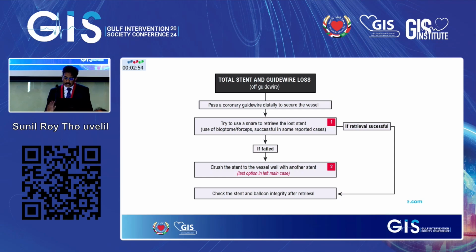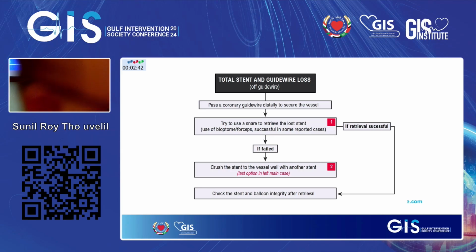So in this case, retrieval was almost impossible because we know there was a stent stuck in the ostium of the left main stent, and some crumbling had already happened to the stent.